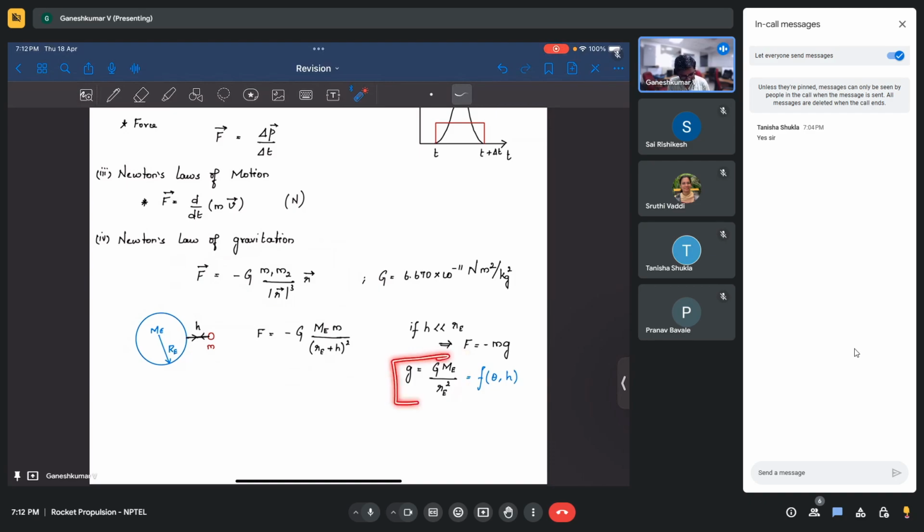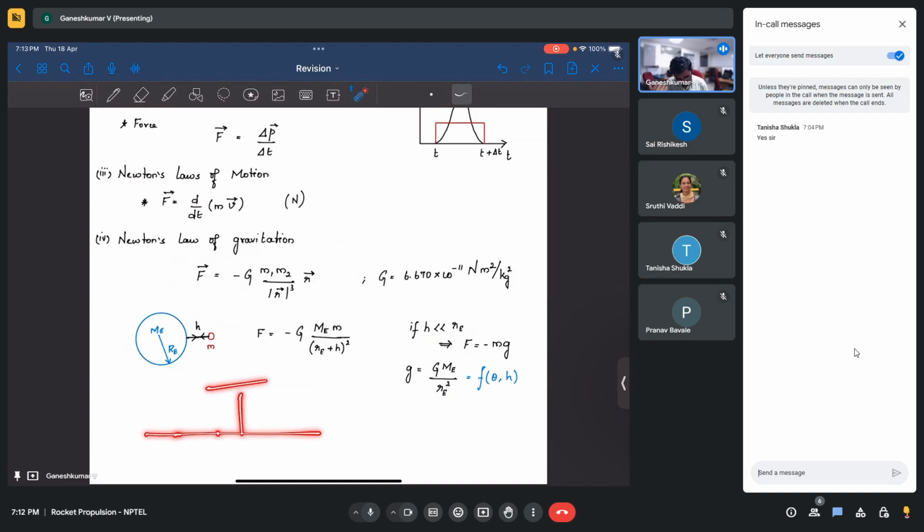Similarly, you can do this acceleration due to gravity for any planet, any moon in the solar system, or any celestial body, okay. And this g is nothing but the expression with h, only if h is very small compared to R_E. So basically only at the surface of the Earth.